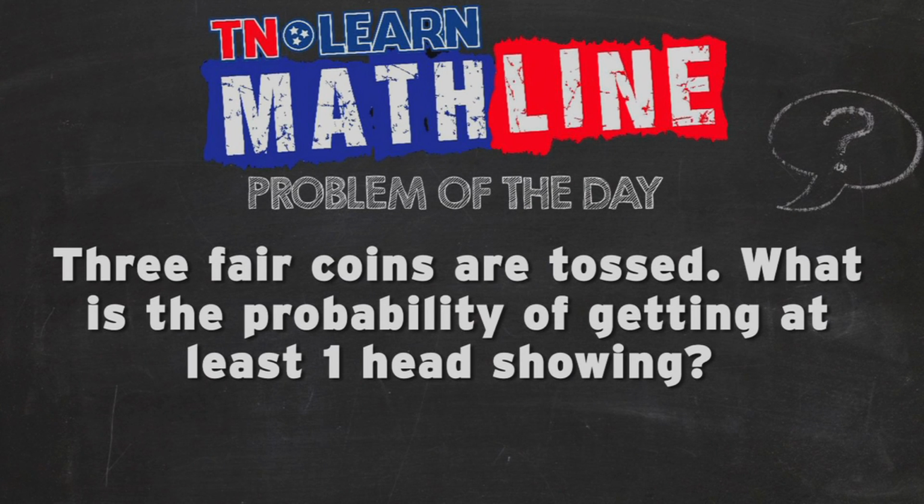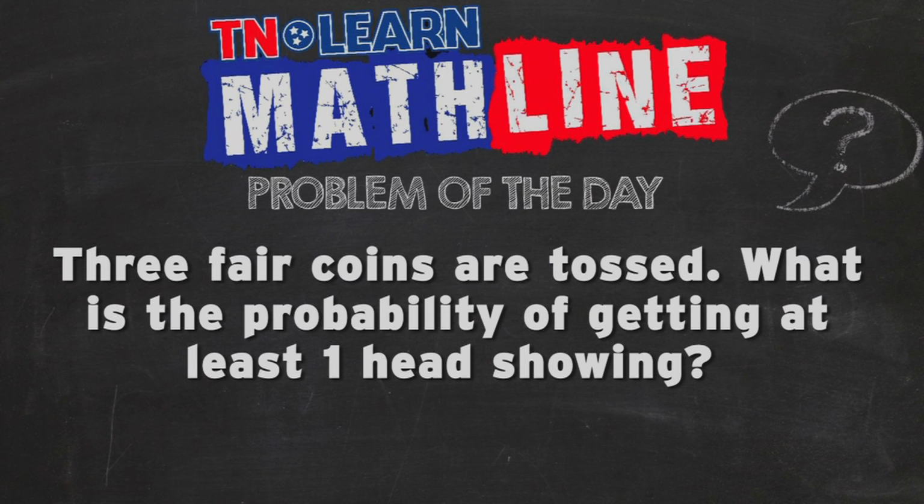3 fair coins are tossed. What is the probability of getting at least one head showing? All right, so we're going to flip 3 coins, and we want to know not just what's the probability of getting one head, but at least one head. Now, at least, folks, means one or more to show.